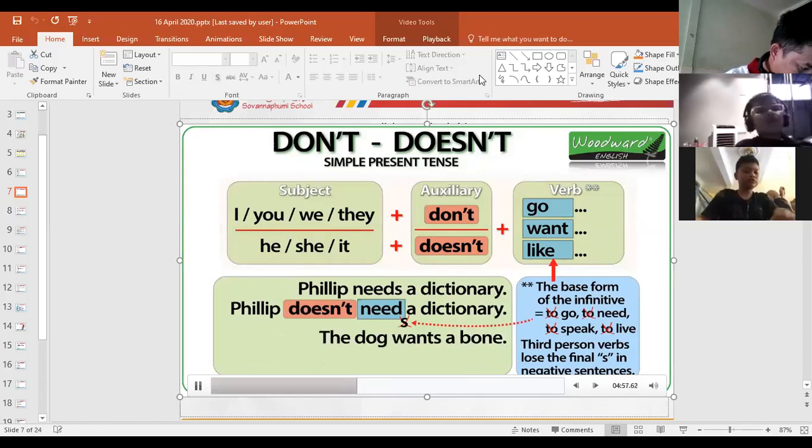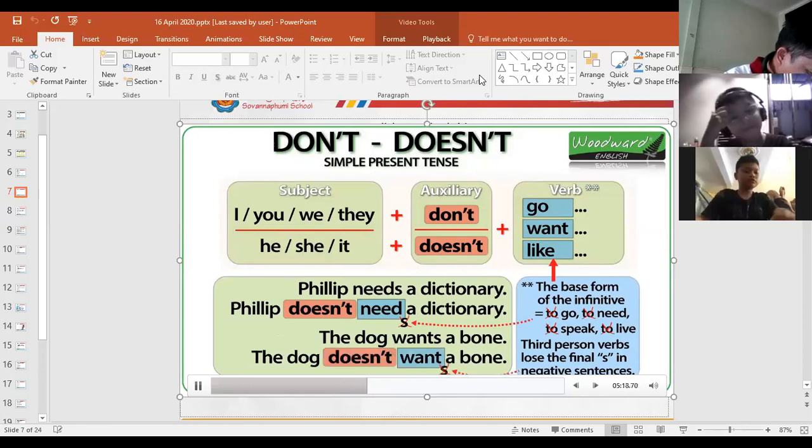The dog wants a phone. Which "wants"? Because the dog is "it." Use "it" for animals and things. It wants a phone. So the dog wants a phone. Let's take this: the dog doesn't want a phone. This is the verb want.